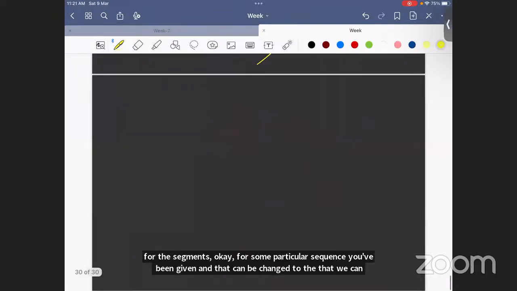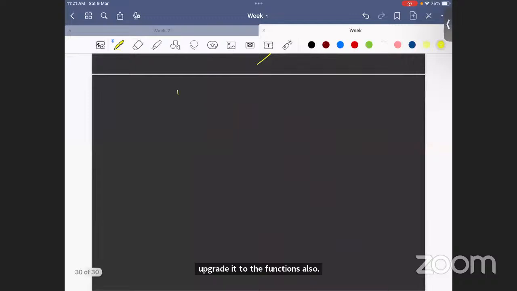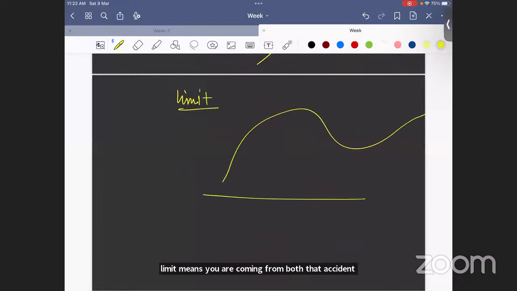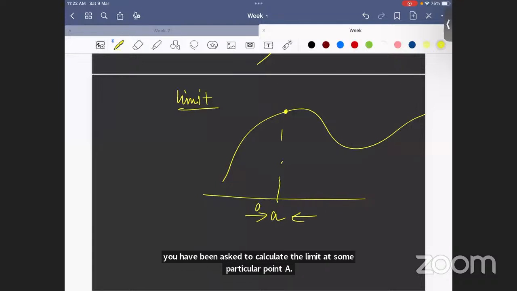Basically, if you have been asked to calculate the limit, it can be from two directions. Whenever you are discussing the limit, limit means you are coming from both the directions. If you have been given a function like this, and asked to calculate the limit at some particular point A, you have to come from this side and this side. So A minus and A plus.